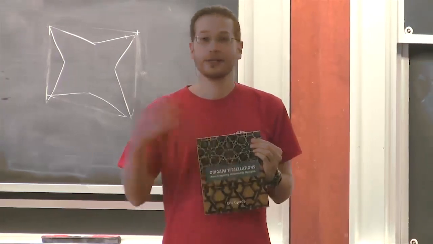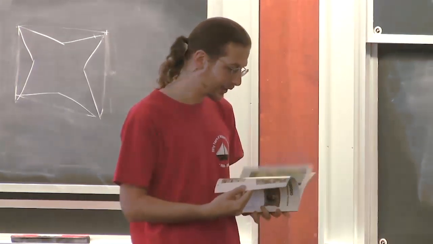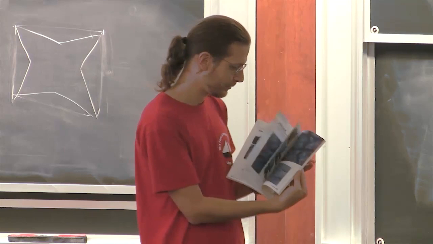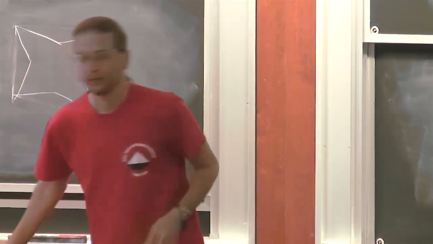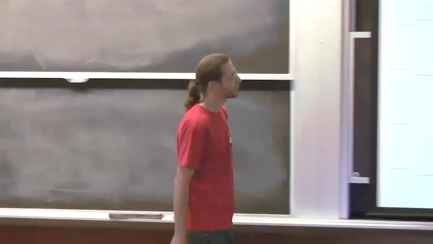Unlike traditional origami, there's no sequence of steps. All of these are based on: here's a crease pattern, fold along all the lines, and then collapse all the lines simultaneously. Like a lot of mathematical origami design, but there's great stuff in here. Really cool tessellations and some of the best photographs of tessellations. So definitely check out that book if you want to do tessellations.